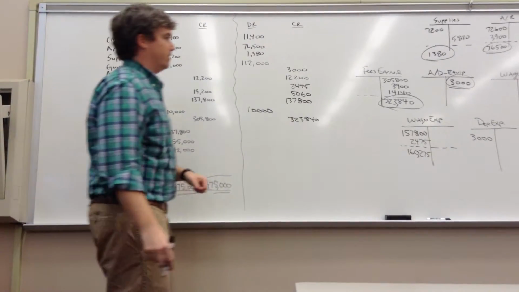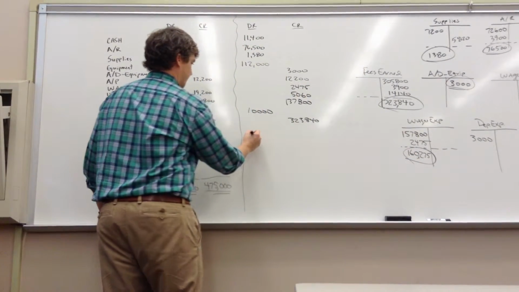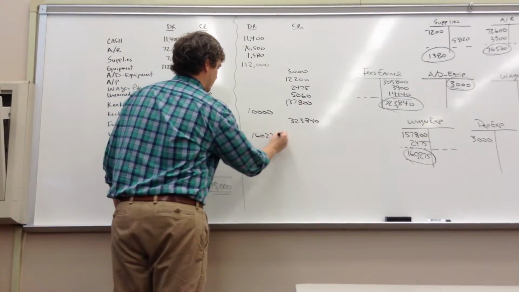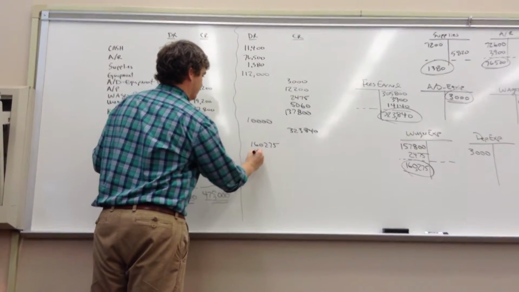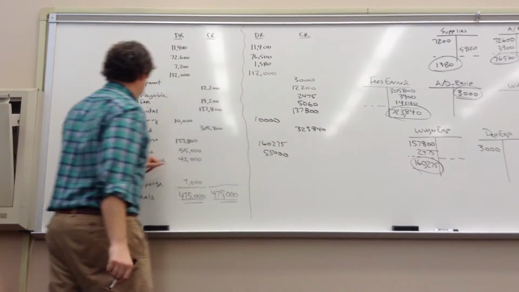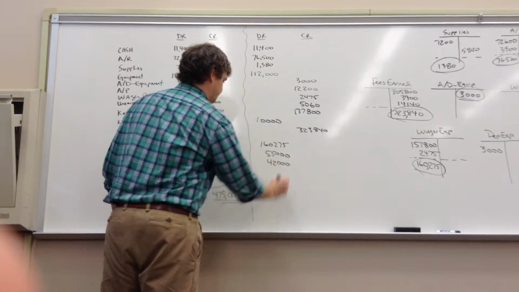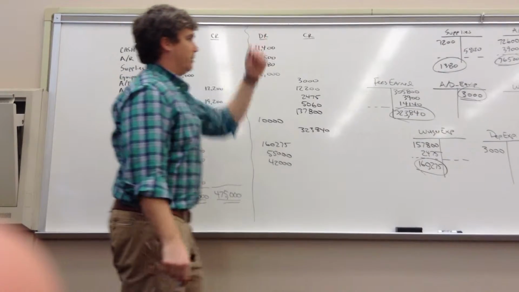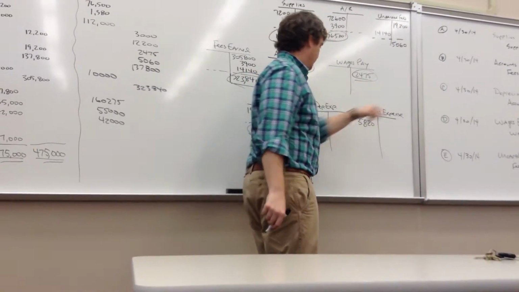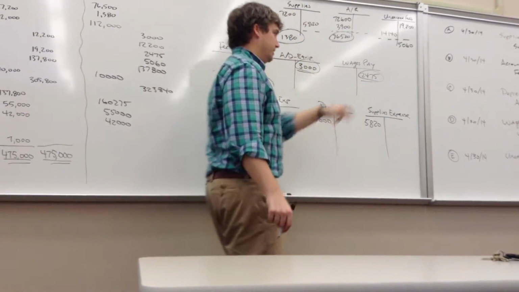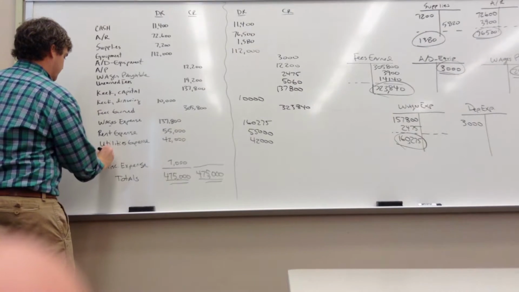Wages expense, did I do anything with it? I did. It should be 160,275. Rent expense, didn't do anything with that. 55,000. Utilities expense, didn't do anything with that. It's 42,000. And then I've got a couple of expenses that I haven't added yet. Supplies, that's new. And depreciation, that's new. So I got to add it down here. The highest one first, supplies.